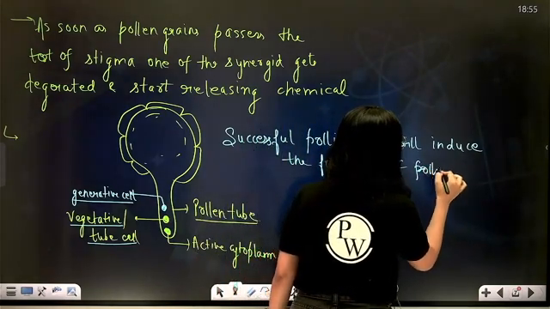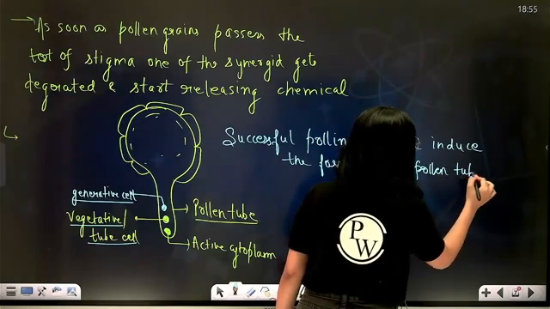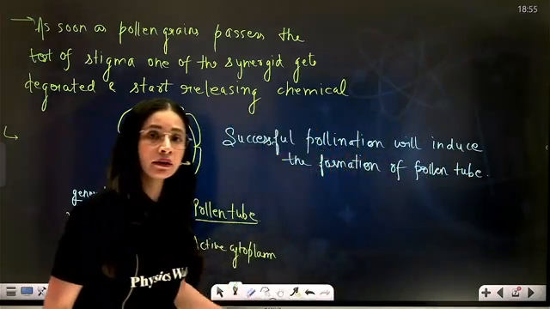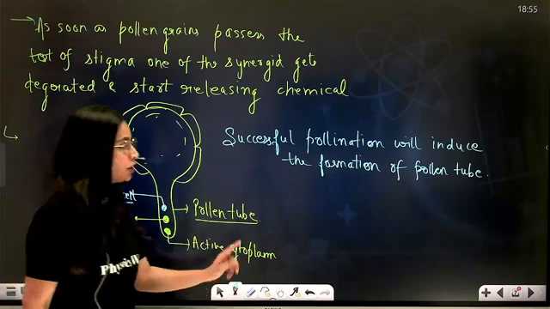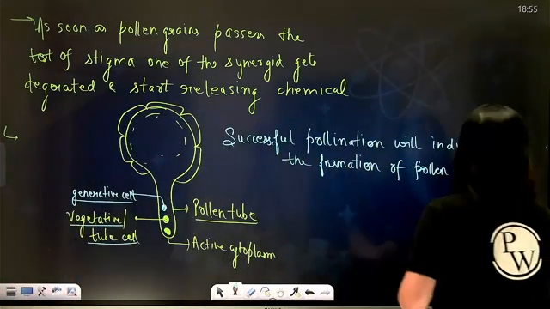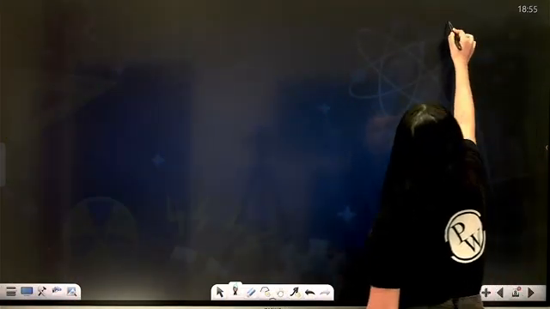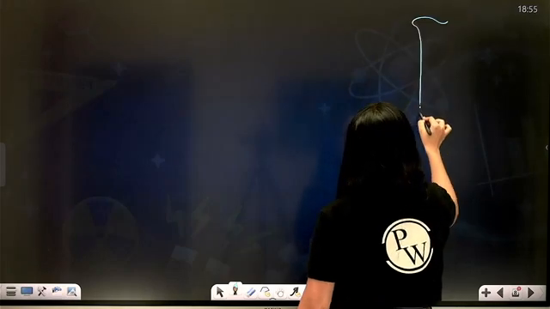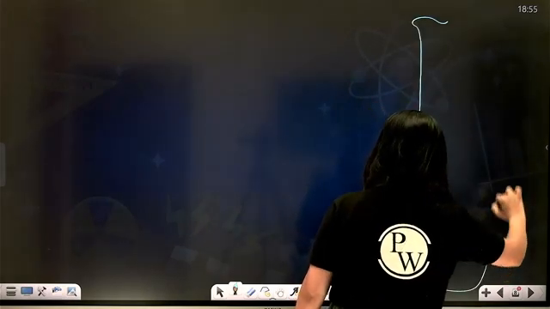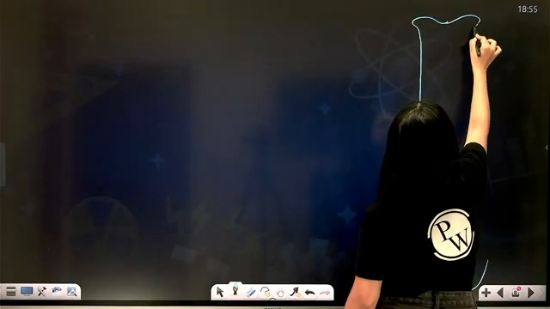Formation of pollen tube. Correct? First 3 points understood. Chalo. Now let me draw the diagram first, beta. So this is my stigma, style and this is the ovary.